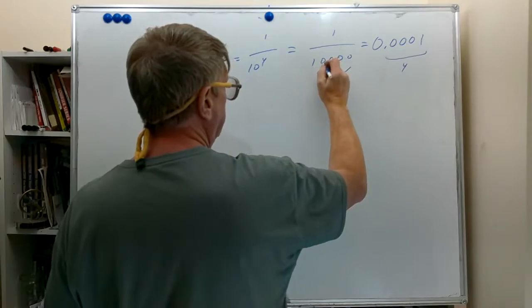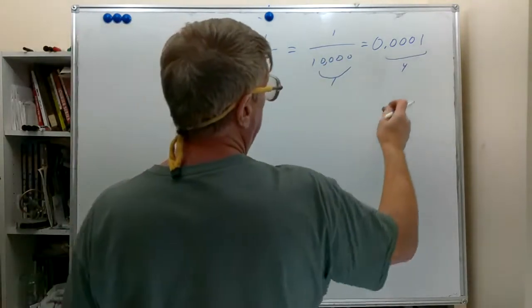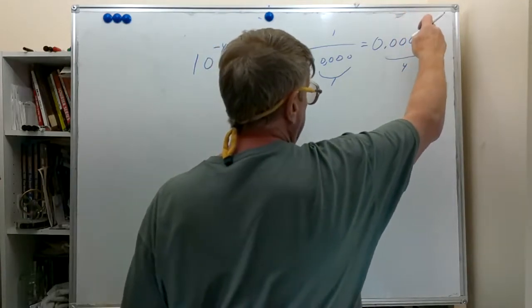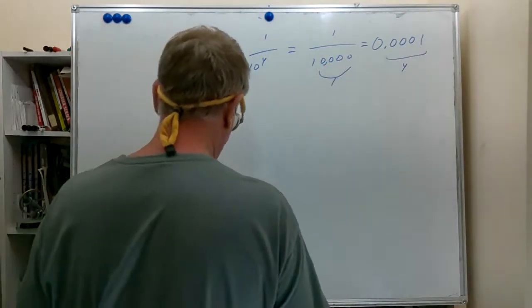This is a comma. And remember, this is the tenths place, the hundredths place, the thousandths place, the 10,000ths place. Exactly what we saw here.